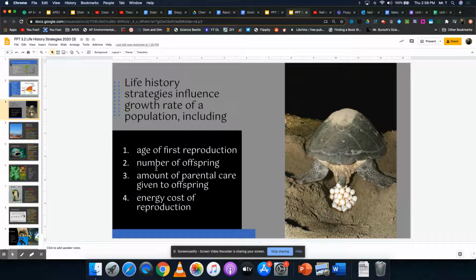These are the four biggest variables: age of first reproduction, number of offspring, amount of parental care given to the offspring, and the energy cost of reproduction. How much time and energy a critter spends trying to make more of its species.